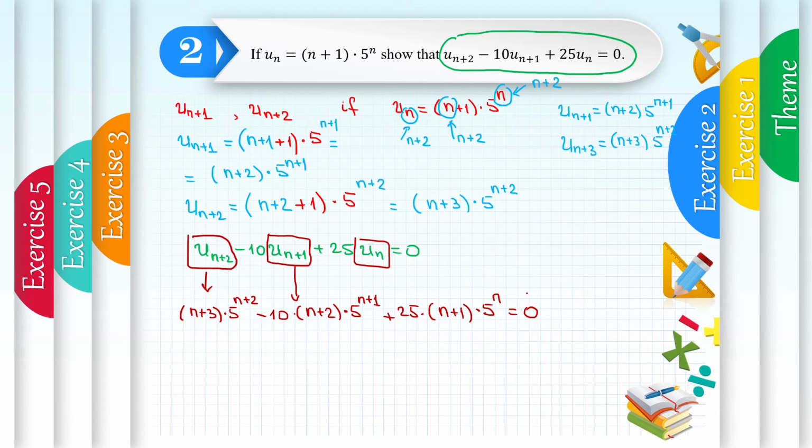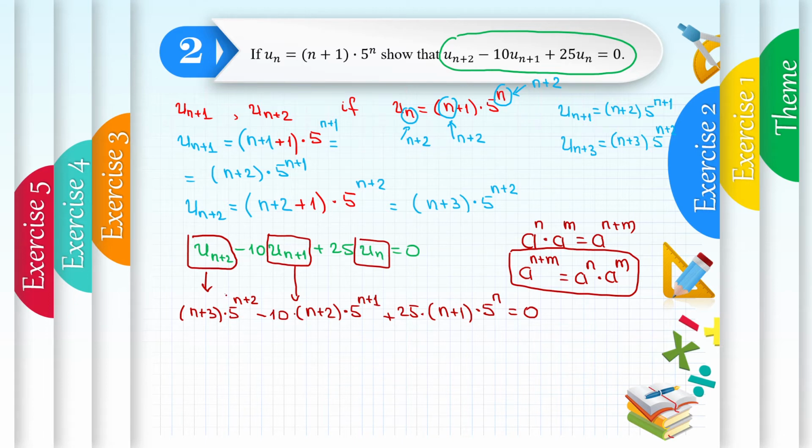Next, I will remind you of some properties of powers. We have the property that a to power n multiplied by a to power m is equal to a to power n+m. And we can read this property from right to left. It states that a to power n+m is equal to a to power n multiplied by a to power m. So this is a very important property that we have to use here.